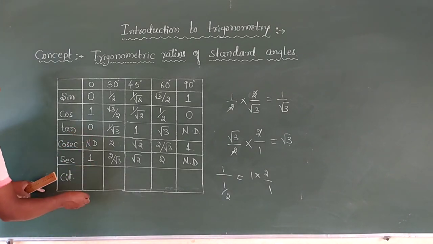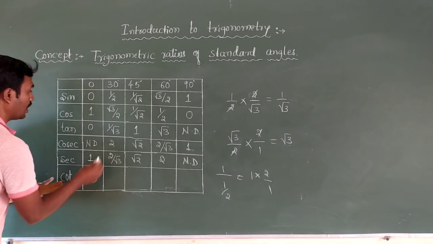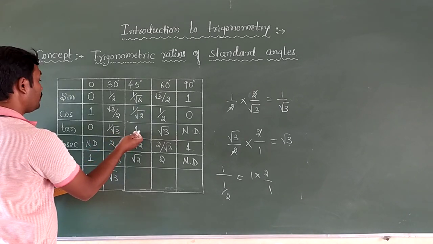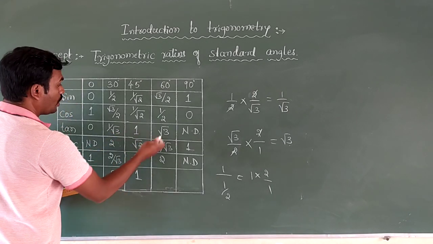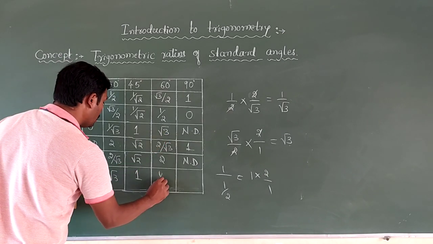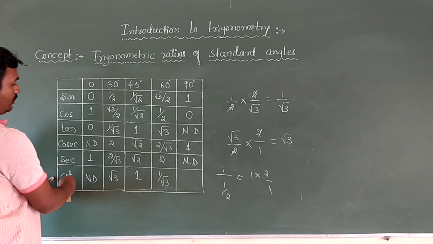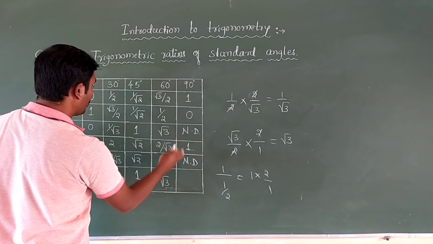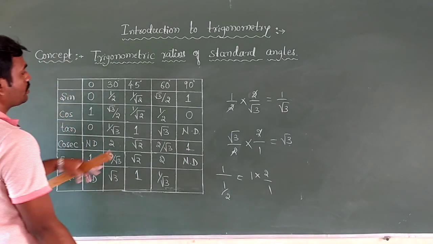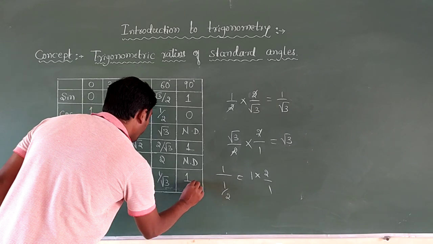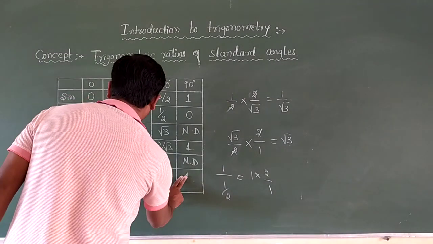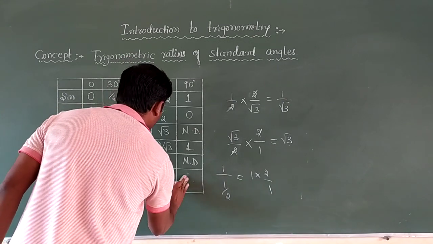So next, cot. Cot is the reciprocal of tan. Cot 0 is 1 by 0, not defined. Cot 30 is root 3. Cot 45, the reciprocal of 1, is 1. Cot 60, the reciprocal of root 3, is 1 by root 3. Cot 90 is the reciprocal of 1 by 0, which is 0. Cot 90 is 0, children.